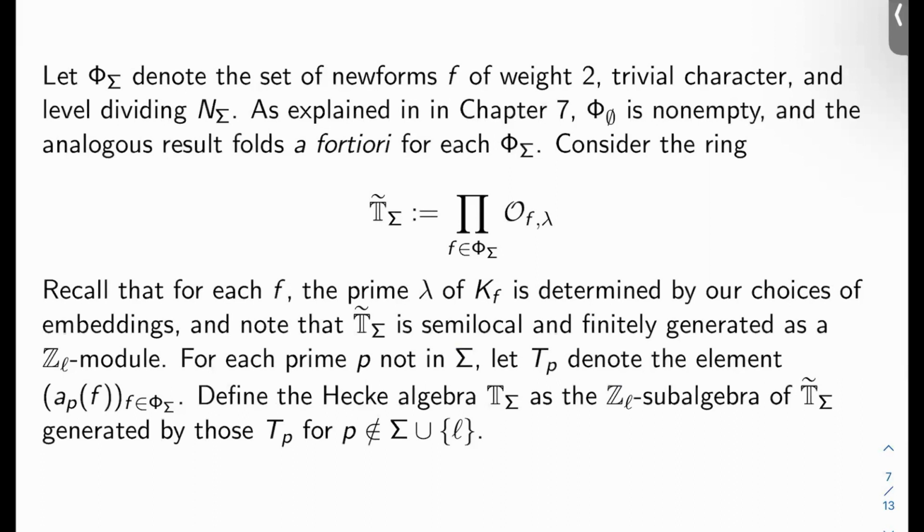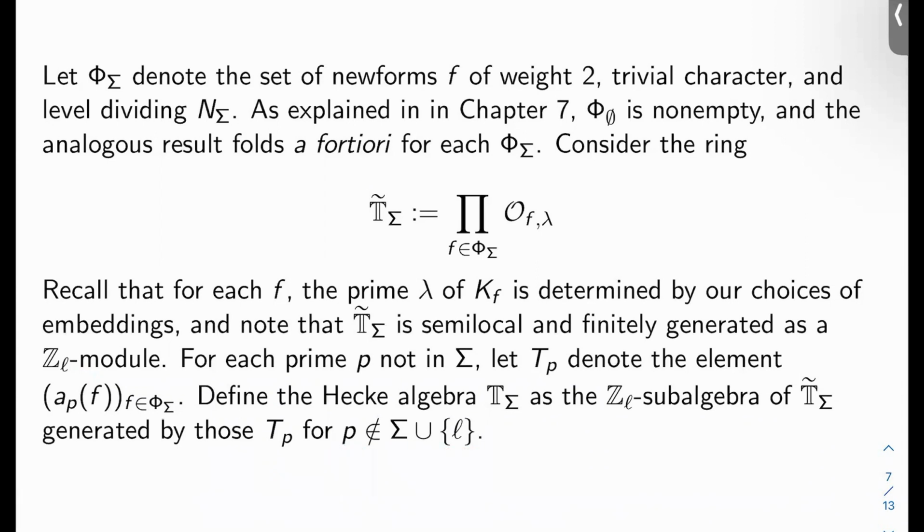Okay. For each prime P not in sigma, let's let T sub P denote the element, we're going to make like a sequence, that runs over all f in phi sub sigma of the a_P of f's. Okay. So the reason we're calling this T sub P is this looks very much like something a Hecke operator would do. We know Hecke operators are often acting as multiplication by a_P(f). We'll define the Hecke algebra T sub sigma as the Z_l subalgebra of T tilde sigma, generated by the Hecke operators T sub P for primes P that aren't in sigma and that aren't L.